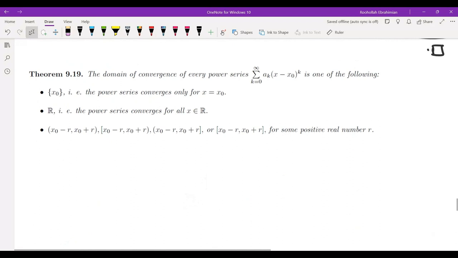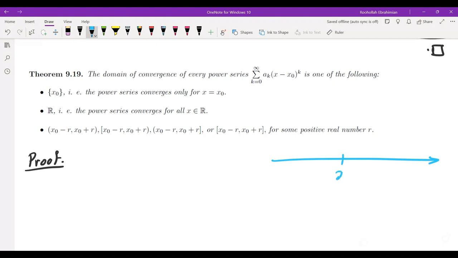So let's look at a theorem. This is also an application of the theorem that we proved earlier. We talked about the domain of convergence. So it is every point that, when you plug it into the series, the series converges. So the domain of convergence of every power series is one of these. It's either just one point, the center, or it's the whole real line, or it is a symmetric interval centered at x naught. Except it could be not symmetric at the endpoints. Otherwise, it is symmetric. So this is interesting.